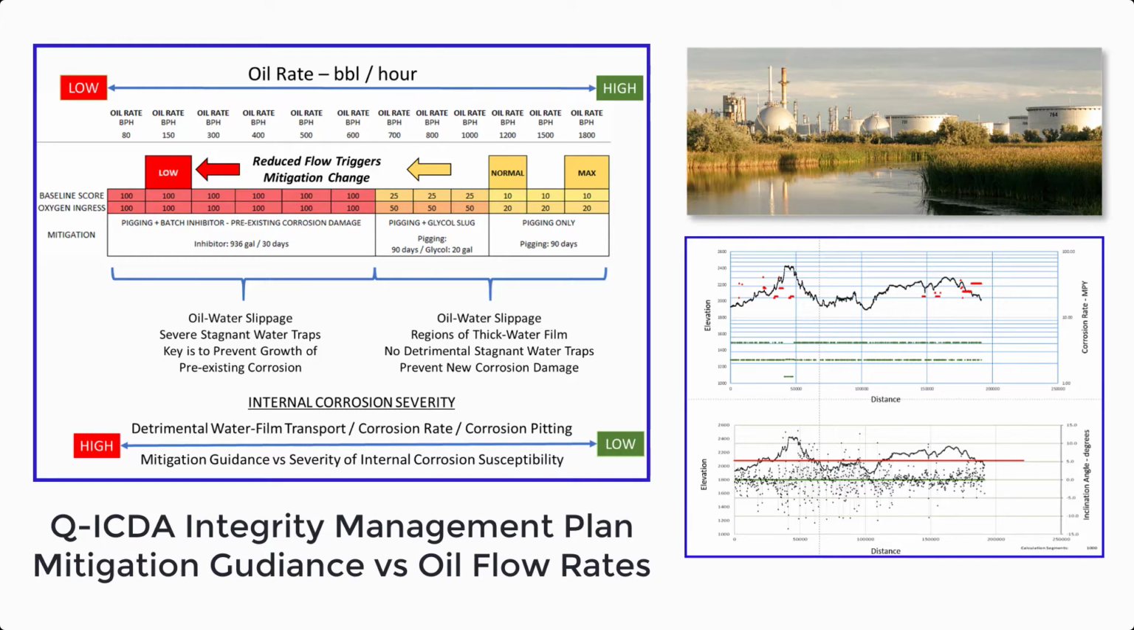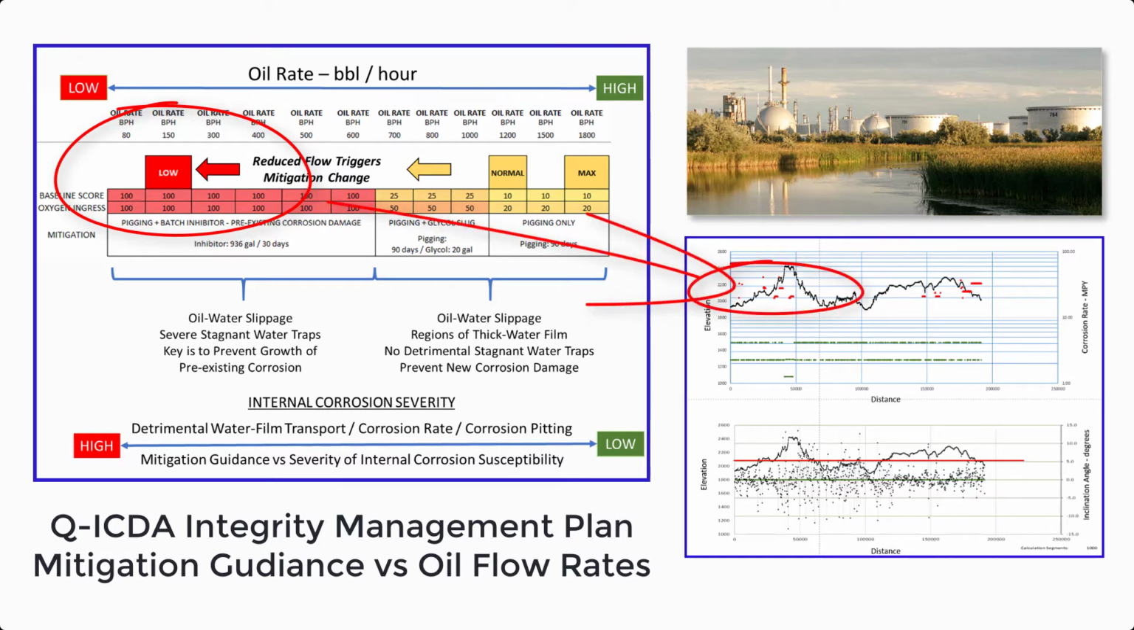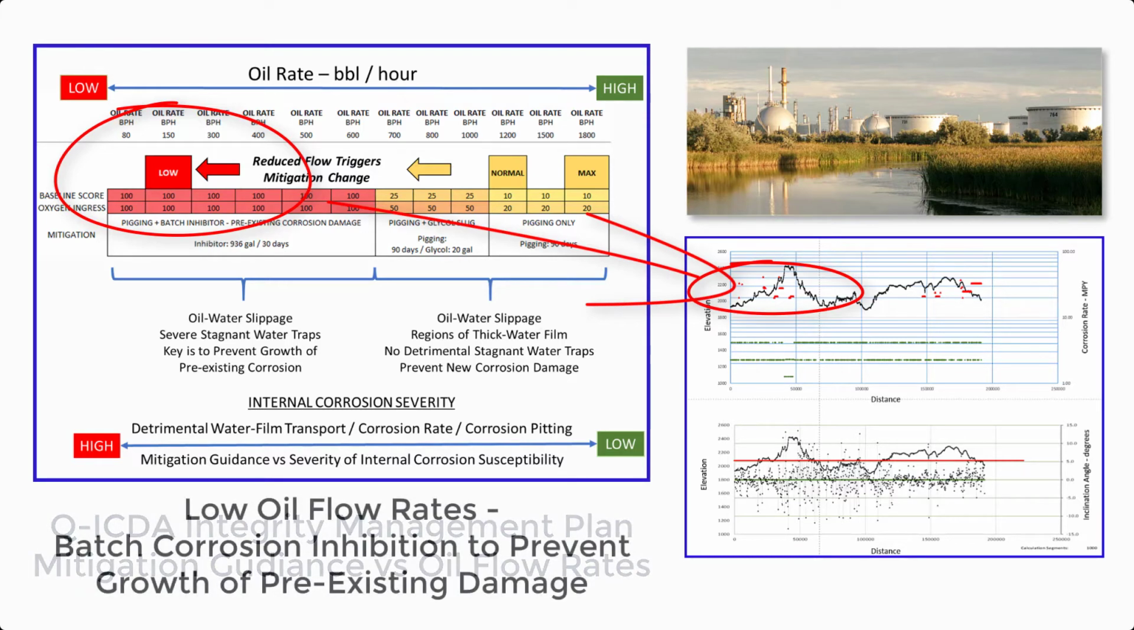This first example is for a crude oil shipping pipeline constructed in 1965. The mitigation guidance recognizes how declining oil throughput rates, living in the red, contributes to oil water slippage and accumulation of stagnant water at the locations of pre-existing damage.